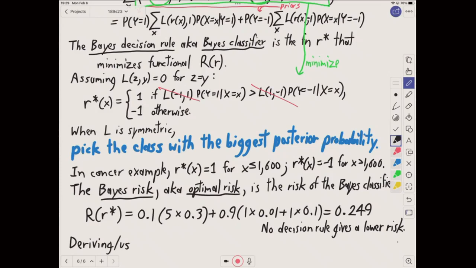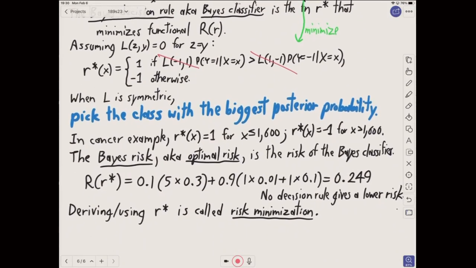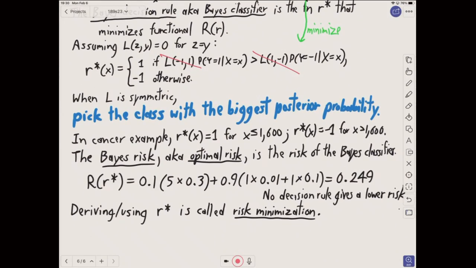Now, when you are deriving the Bayes classifier, the Bayes decision rule, and then using it as a classifier, that is called risk minimization in both the statistical and the machine learning literature. And a lot of machine learning algorithms come down to risk minimization in some form, directly or indirectly. And so that's our basics of decision theory. Any more questions about that?